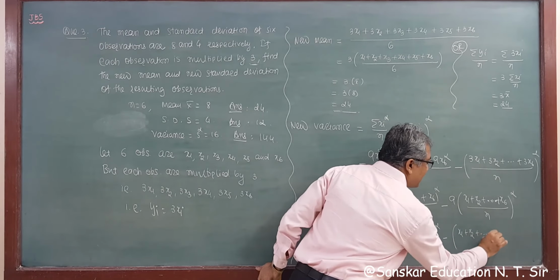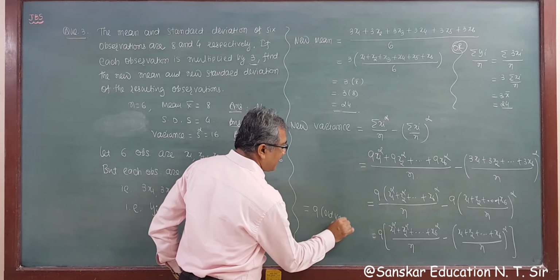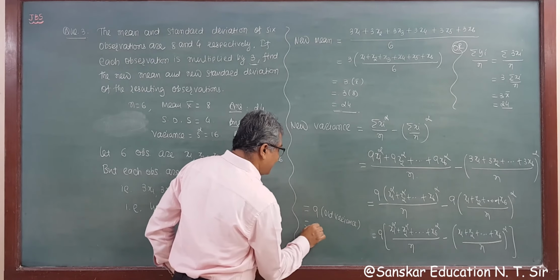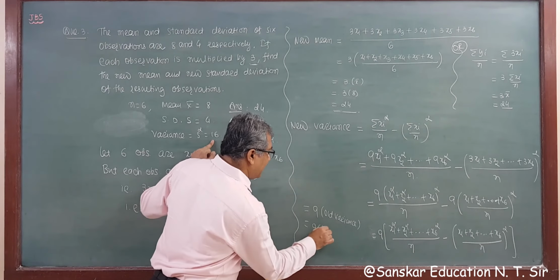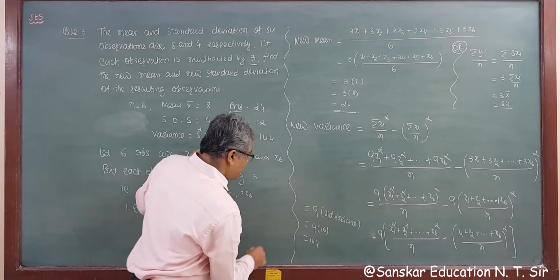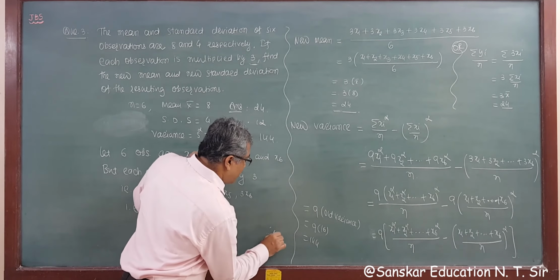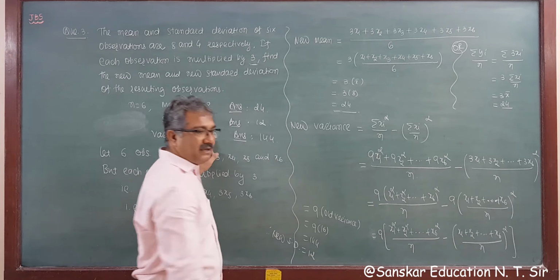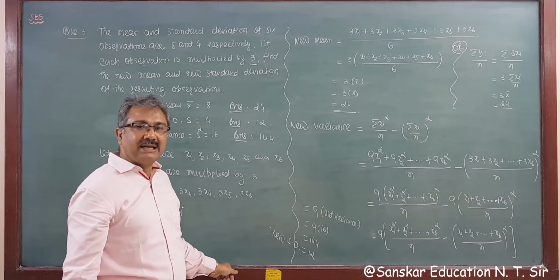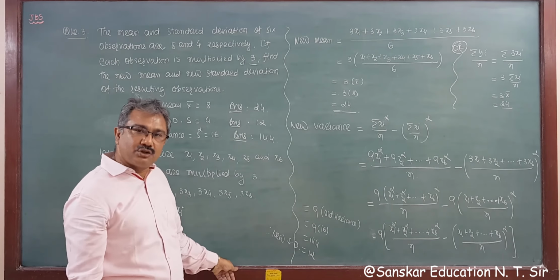So the answer will be 9 into the old variance, and the old variance is 16. So 9 into 16 is 144. Therefore the new standard deviation, I am writing only SD, is equal to the square root of this, positive, that is 12. So your answer is that the new standard deviation is 12, right? So here again, instead of xi, you can write yi and then sigma yi, where yi is equal to 3xi. So we also get it by the shortcut method, right?